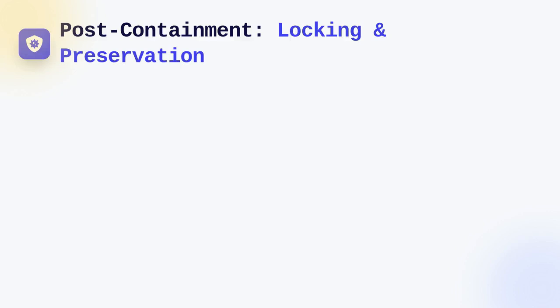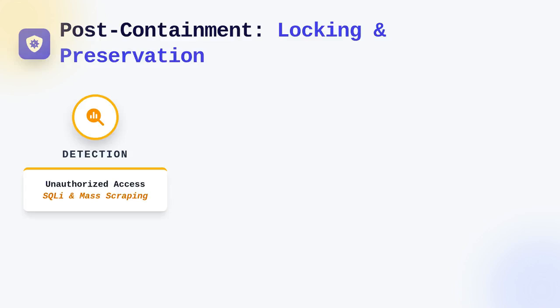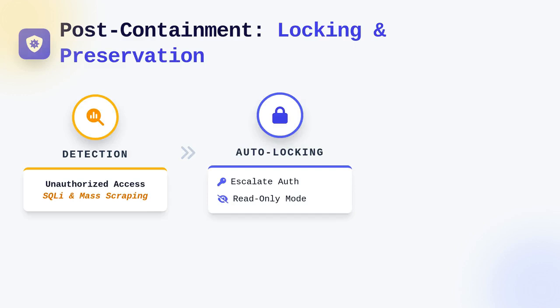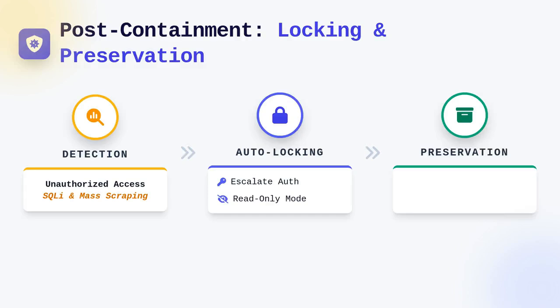Once containment is achieved, the focus must immediately shift toward automated database locking mechanisms and forensic preservation workflows to ensure the integrity of the evidence. When a database cluster detects unauthorized access patterns consistent with mass scraping or SQL injection, the system should be capable of programmatically escalating authentication requirements or entering a read-only state for specific sensitive schemas. This action needs to be coupled with an instant forensic preservation process that creates a point-in-time snapshot of the database volumes and captures current volatile memory states across the affected application nodes.